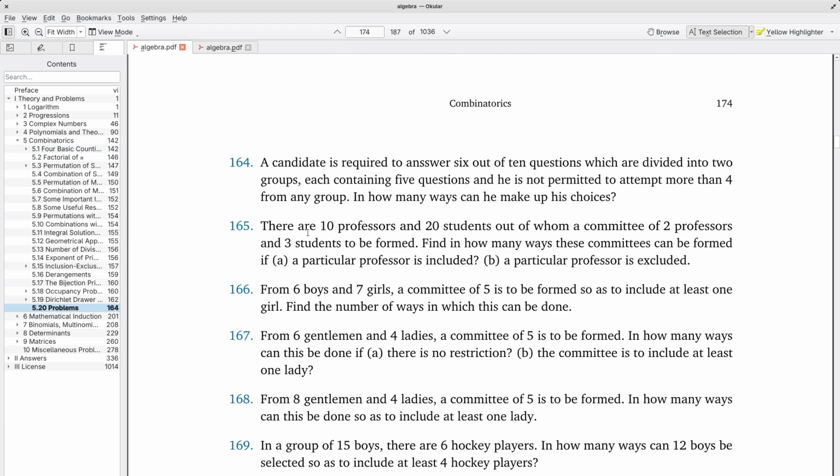Question 165 says that there are 10 professors and 20 students, out of whom a committee of 2 professors and 3 students is to be formed. Find in how many ways these committees can be formed if a particular professor is included or a particular professor is excluded.